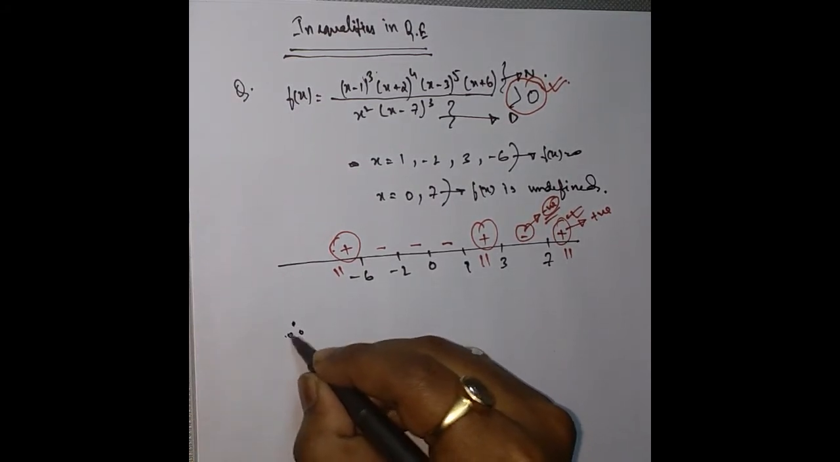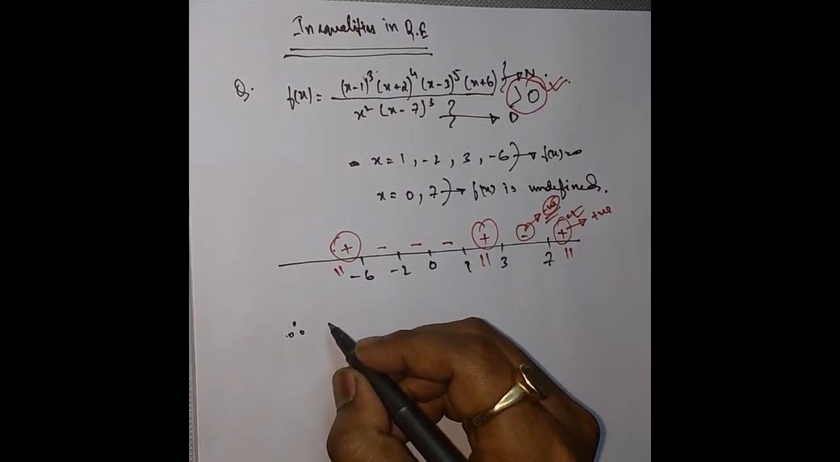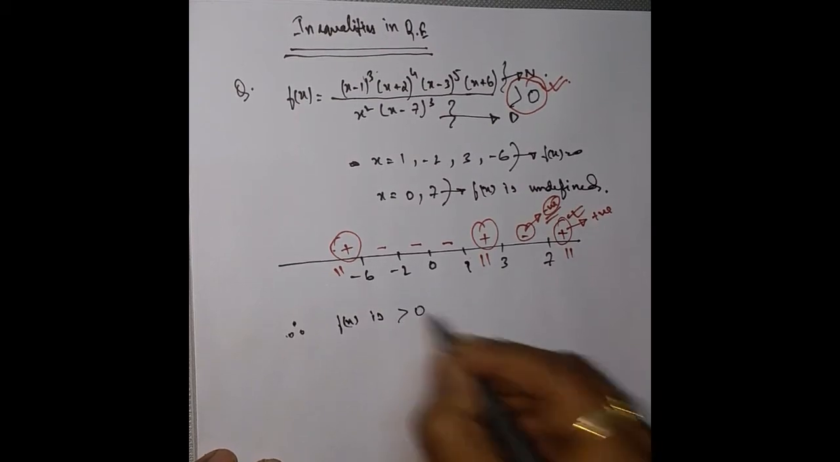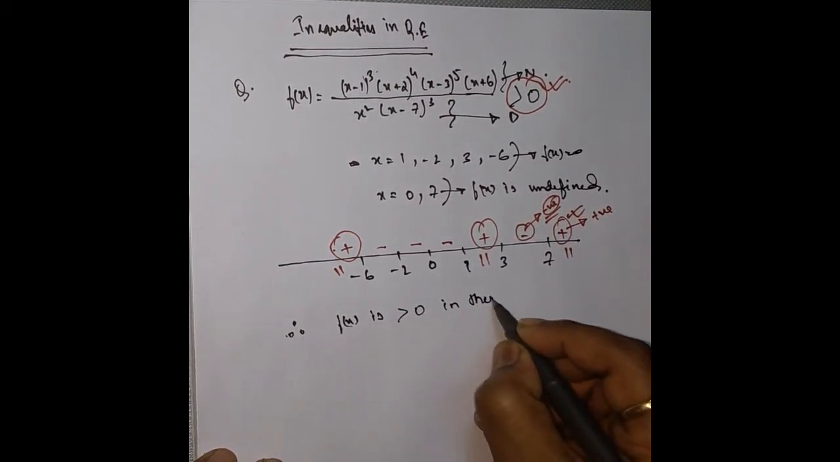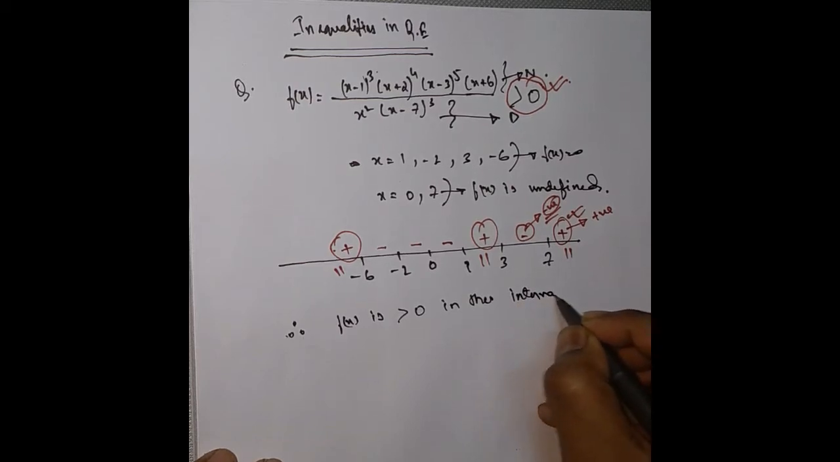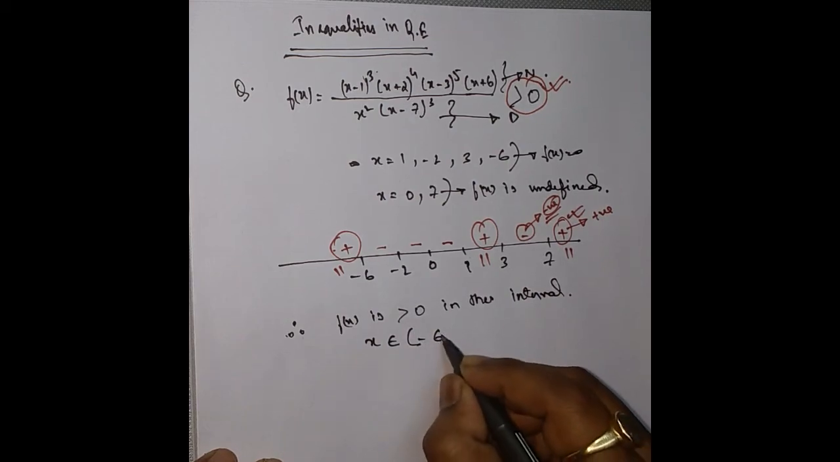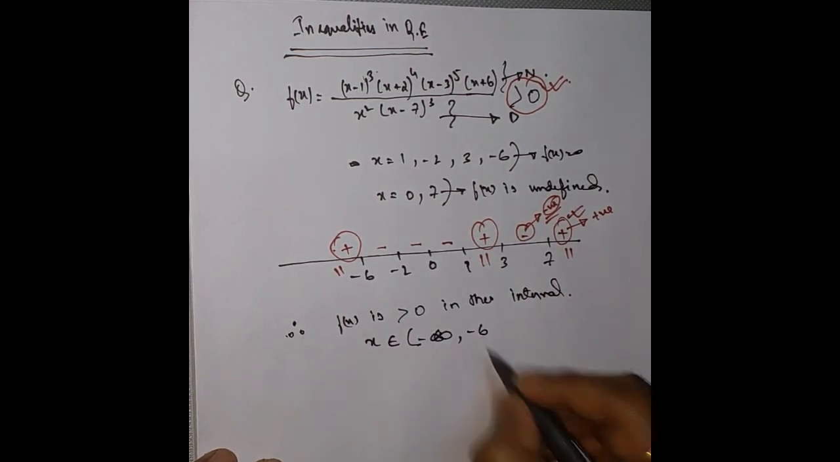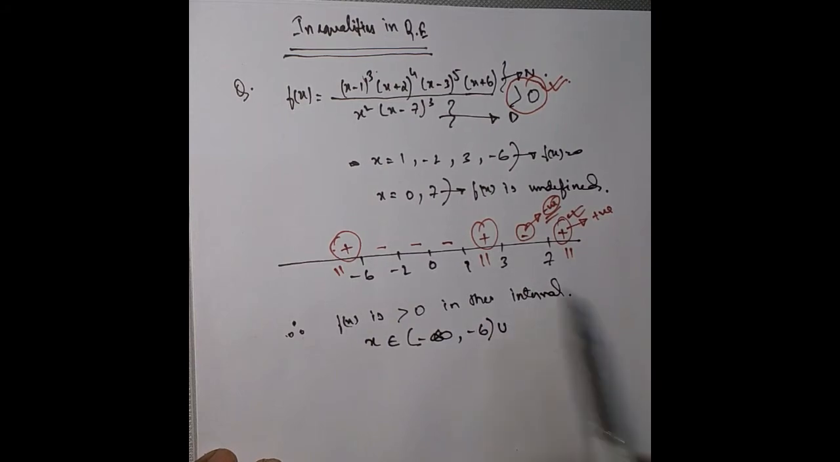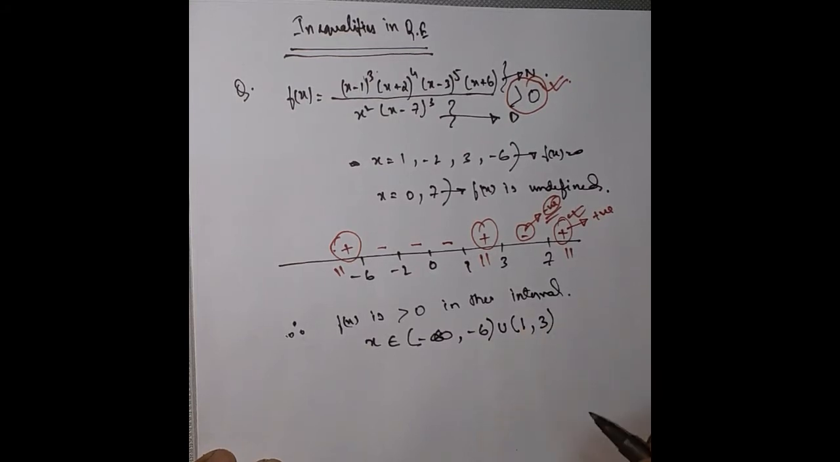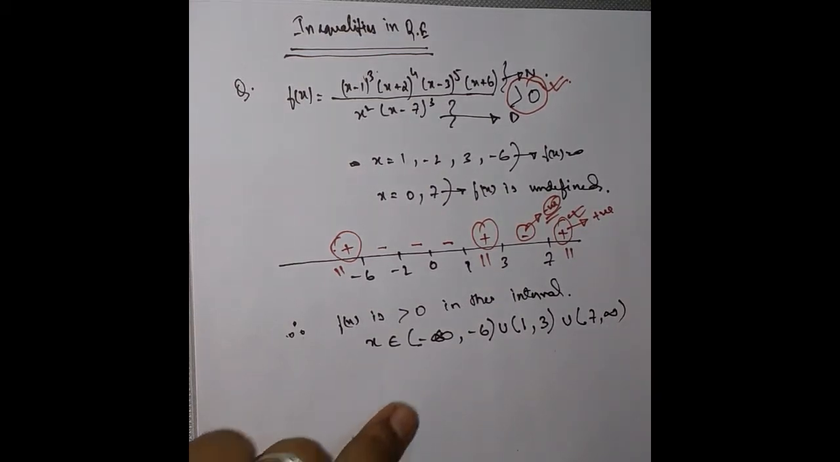Therefore, f(x) is greater than 0 in the interval where x belongs from minus infinity to minus 6, union 1 to 3, union 7 to infinity. Alright, these are the intervals.